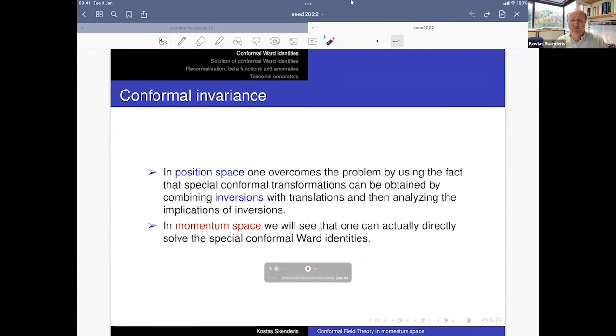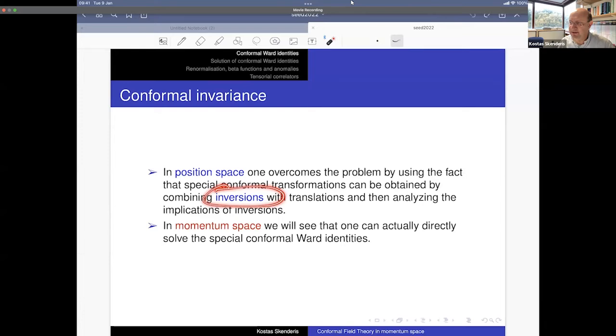So we'll see that in momentum space, we'll be able to directly solve the special conformal Ward identities. It's still an interesting question to try to map the problem that people solved in position space, how to translate the implications of inversion into something in momentum space. But it's not a trivial way to translate from position to momentum space. So here we'll actually see that we can directly solve the equations.